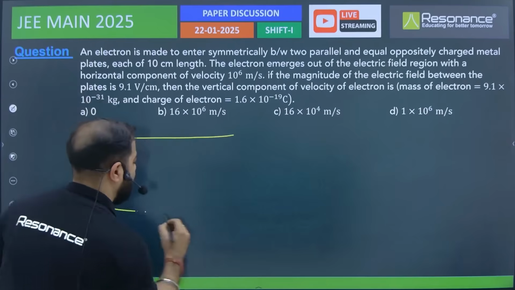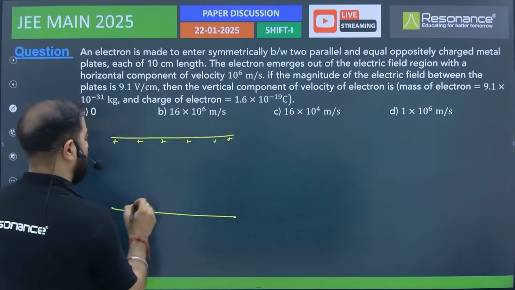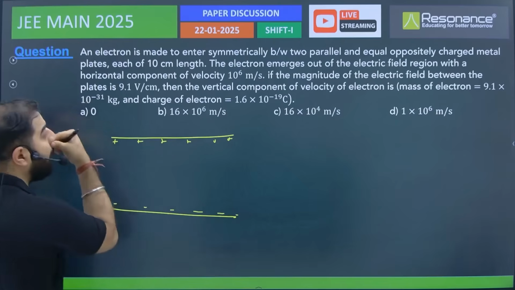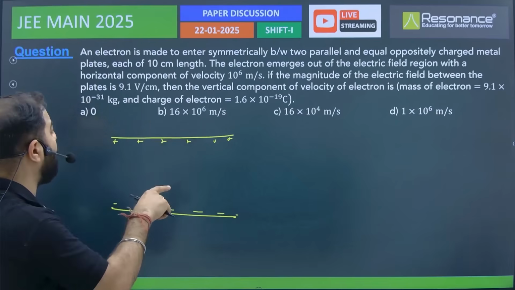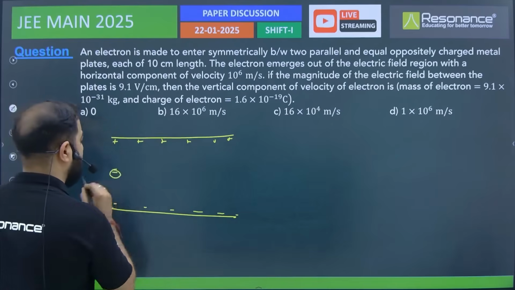Each of 10 centimeter length. Okay, there is a question. The electron emerges out of the electric field region with a horizontal component of velocity 10 to the power 6 meter per second. So from here, the electric field is like this.